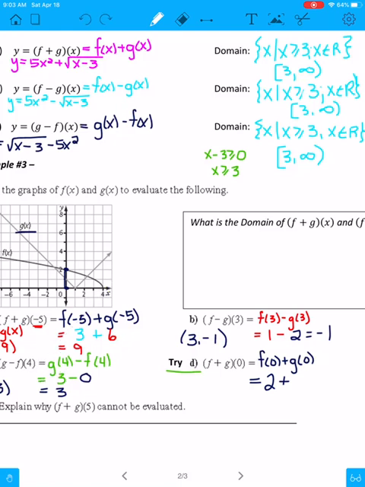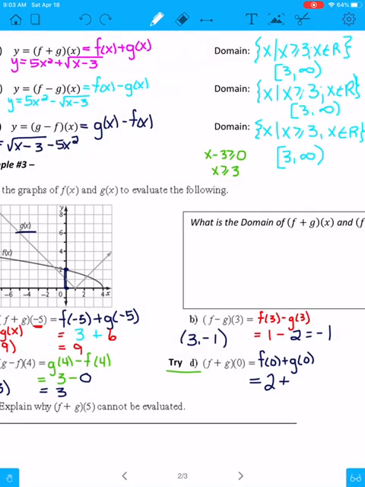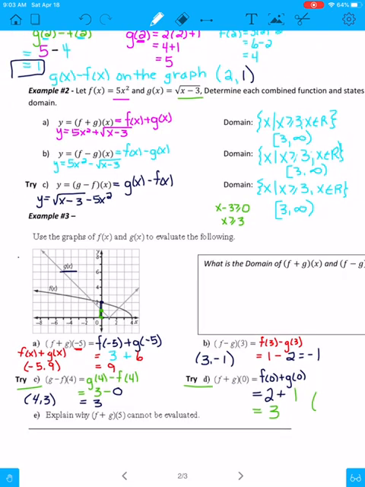Whoop, did it again. It's so annoying. Okay, and then I go to g, 0, follow it up. It's at 1. So I get 2 plus 1, which is 3. So on the graph of f plus g of x, I have a coordinate at 0 and 3.